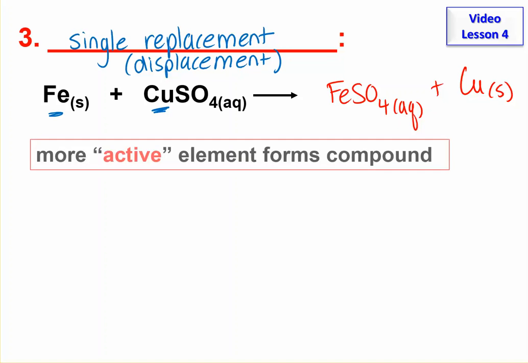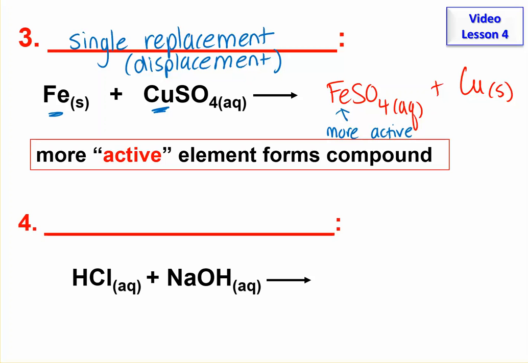And something you need to know about those is that the more active element forms the compound. So in this case, the more active element is the iron. And we'll get into later how you know which one is more active and all of that. But for now, that'll do. The more active one ends up in the compound. It's kind of like it wins the battle. Okay, last type.